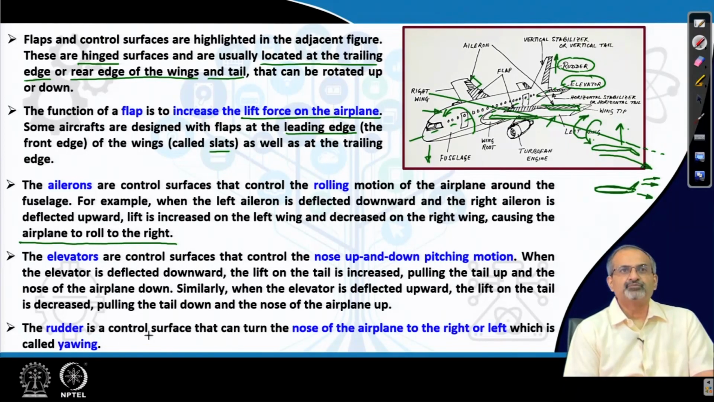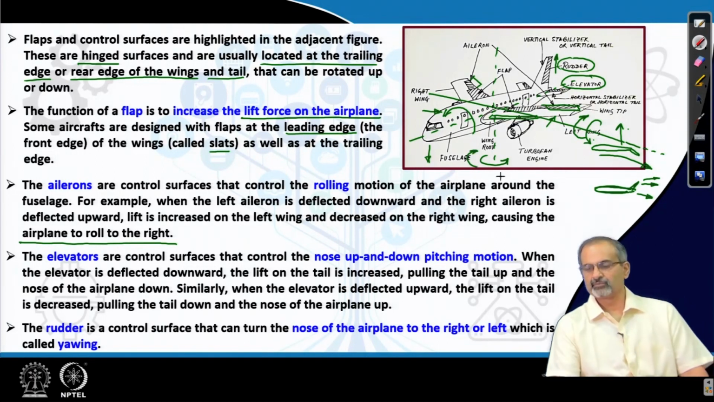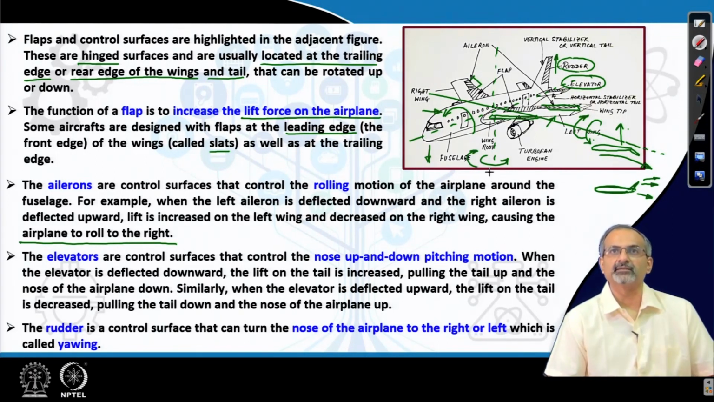The rudder is a control surface that can turn the nose of the airplane to the right or left, which is called yawing. So, if you had an axis like this, yawing would be about this axis. That is what is controlled by the rudder.